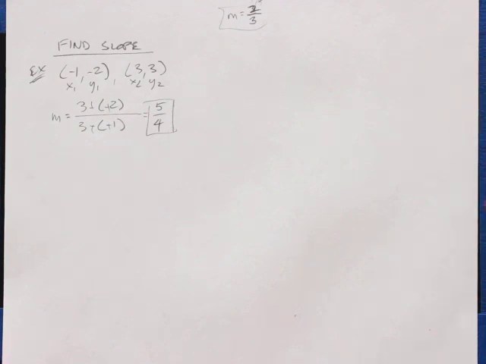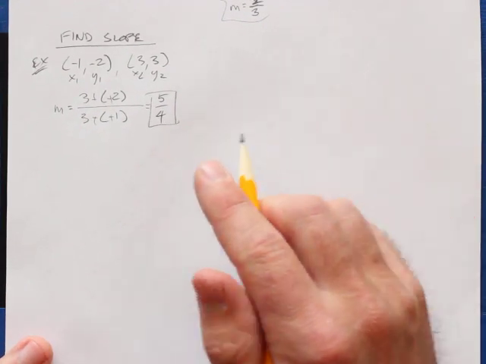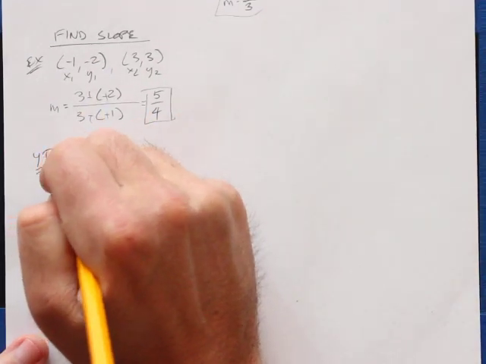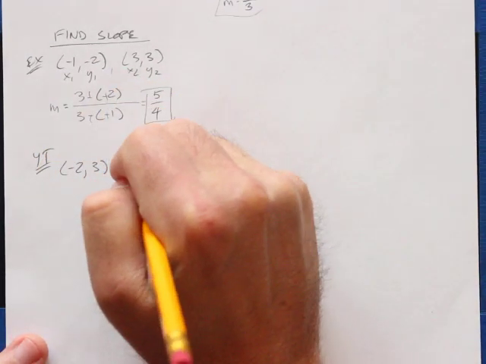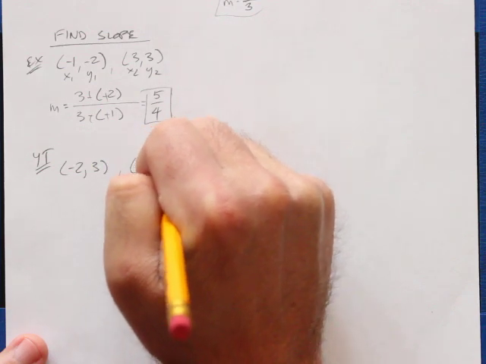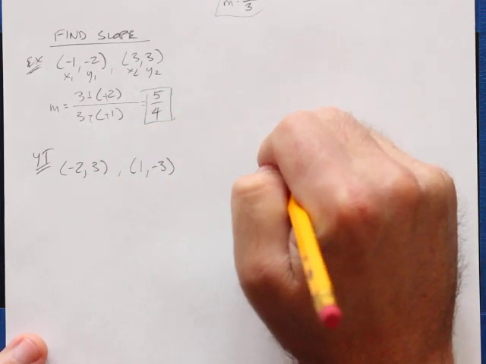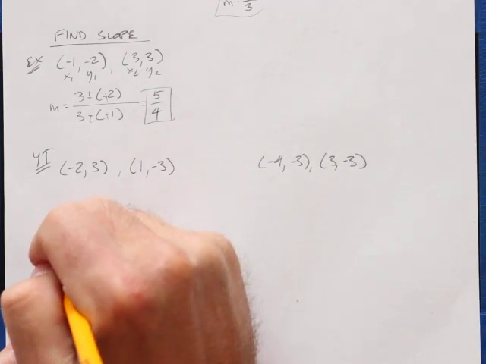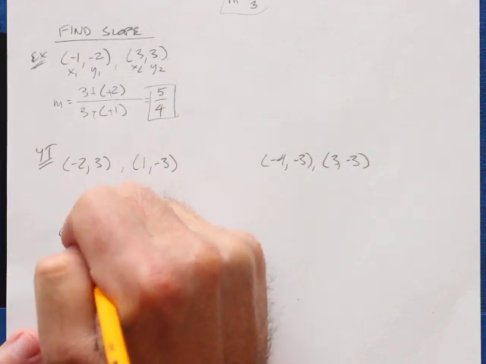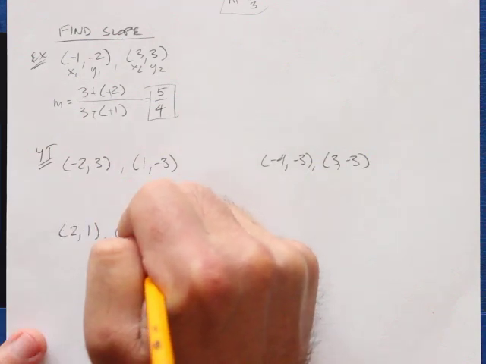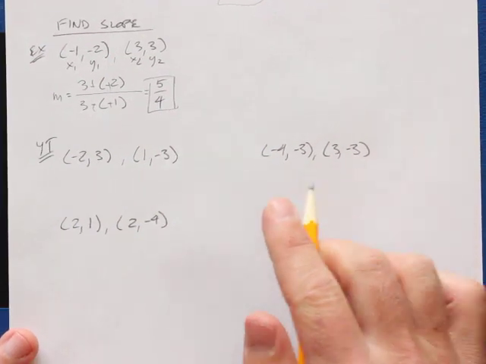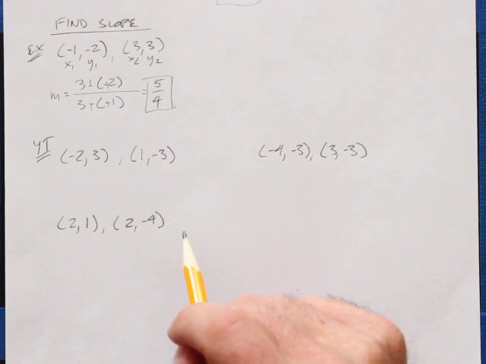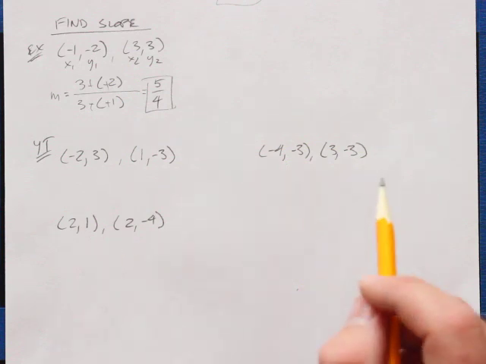Now let's do a couple for you to try on your own. You try. I'm going to give you 3 actually. (-2, 3) and (1, -3). Also, (-4, -3) and (3, -3). And (2, 1) and (2, -4). All right. Do those 3, and then we will take a look at them together after you're all done. So go ahead and pause and get to work on these guys.